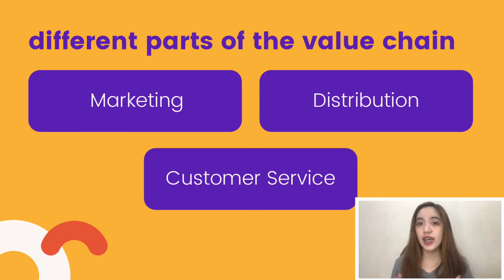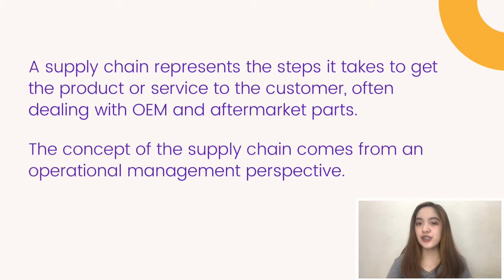Simply put, the connection or the sequence in the value chain originates from the customer's request, moves through the value chain process, and finally ends at the finished product. A supply chain represents the steps it takes to get the product or service to the customer, often dealing with OEM and aftermarket parts. The supply chain comprises the flow of all information, products, materials, and funds between different stages of creating and selling a product to the end user.